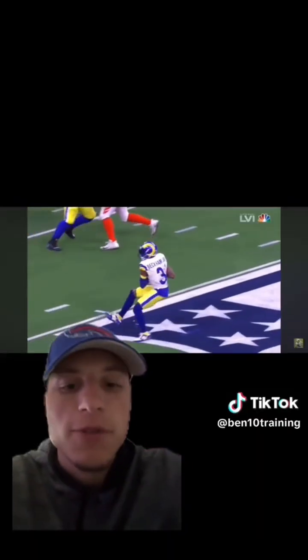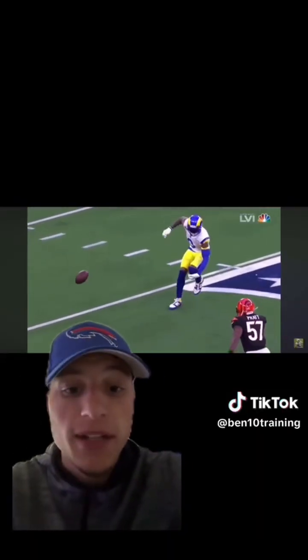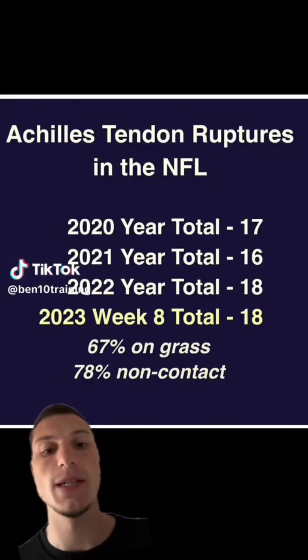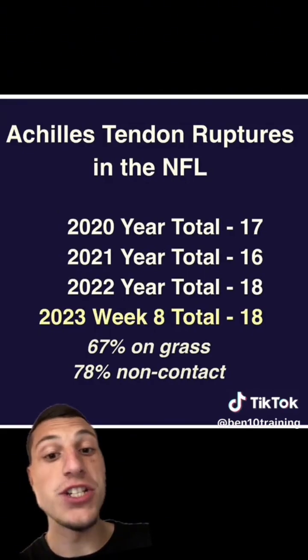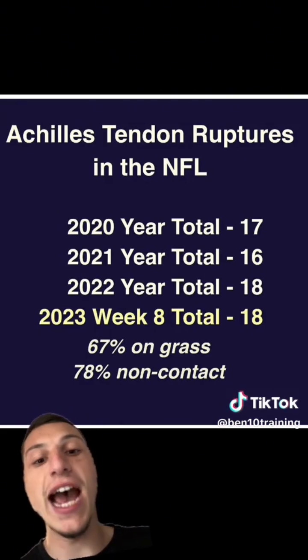I don't care what anyone says, man. This stuff is avoidable. You could train to land with your inside ankle bone high. This is one of the craziest stats I've ever seen. We're not even halfway through the NFL season, and we've already reached the same amount of Achilles ruptures as we saw last season.